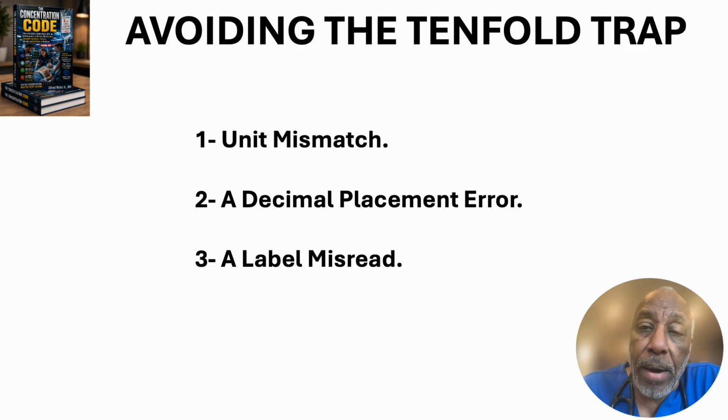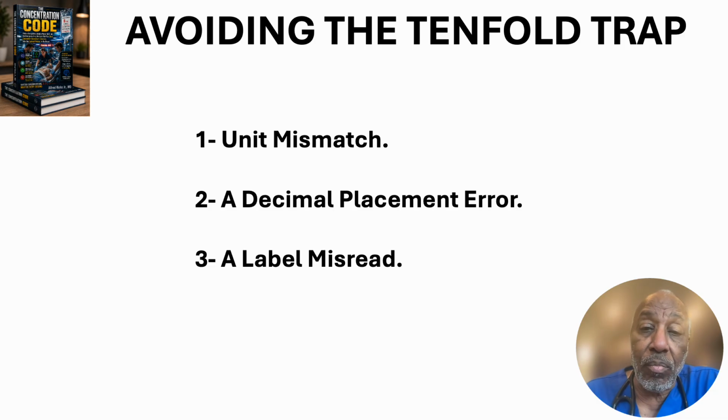Avoiding the tenfold trap: recognizing unit errors before they reach the patient. The error almost always originates from one of 3 places. The first is a unit mismatch between the ordered dose and the calculation unit. The physician orders 200 micrograms of a drug, and the clinician calculates the volume using milligrams instead of micrograms. The arithmetic is correct within the wrong unit system. The result is a dose 1,000 times higher than intended.